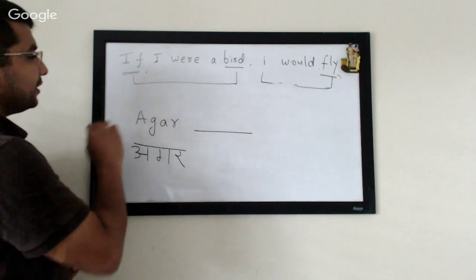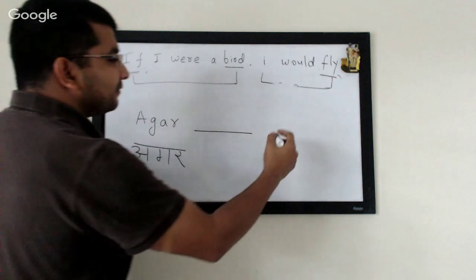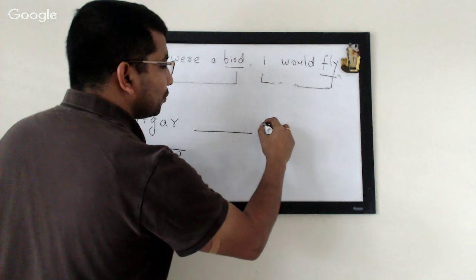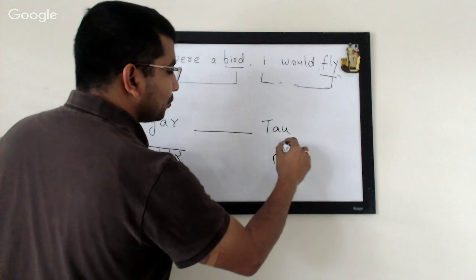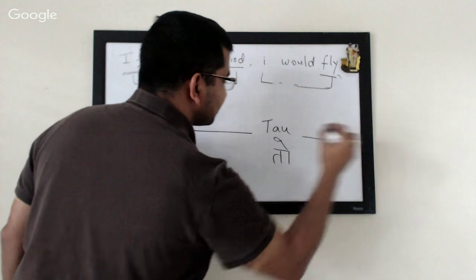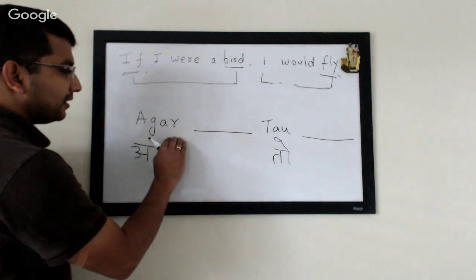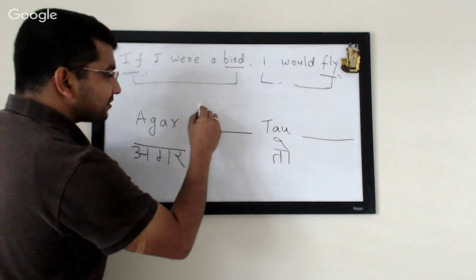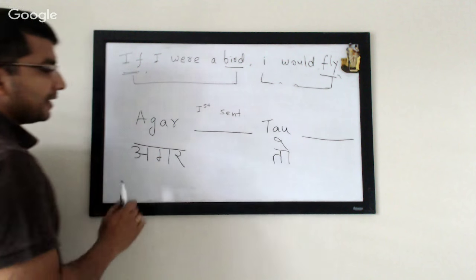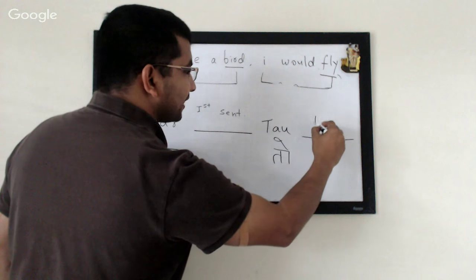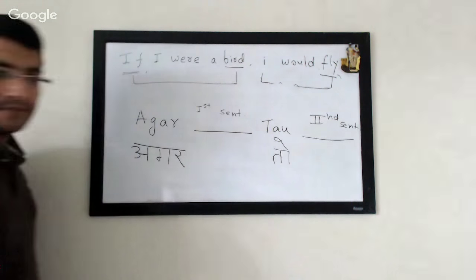So the first thing you need to know is agar. Agar is if, and that's how you write it. The second one in this conditional form is to, and then the second sentence. Okay, so again the structure is agar, and then this is your imagination, first sentence. To, and then this is your second sentence. Make sense?